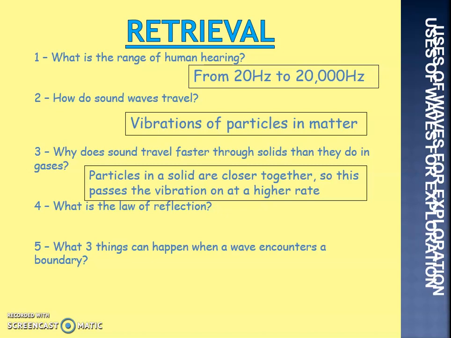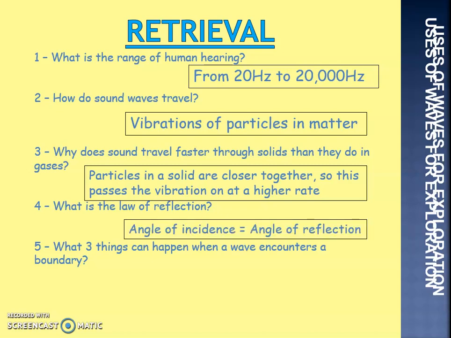What's the law of reflection? The angle of incidence is equal to the angle of reflection, so whatever angle the wave hits the boundary at, it bounces back at the same angle. And what three things can happen when a wave encounters a boundary? It can either reflect, transmit, travel through it, or absorb, soak into that object.